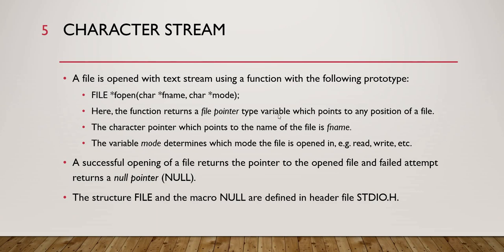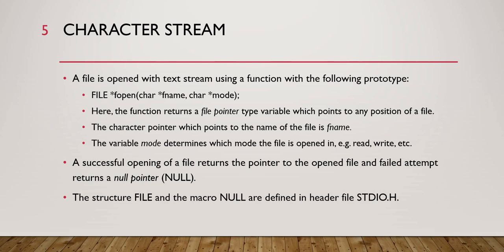So this type of variable can point to any position of a file. The character pointer fname points to the name of the file. The variable mode determines which mode the file is being opened in, for example read or write. A successful opening of a file returns the pointer to the opened file. The return type is FILE asterisk, so this function returns the pointer to the file which you just opened.